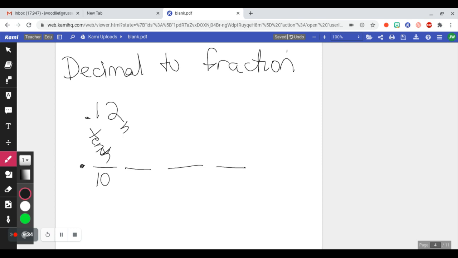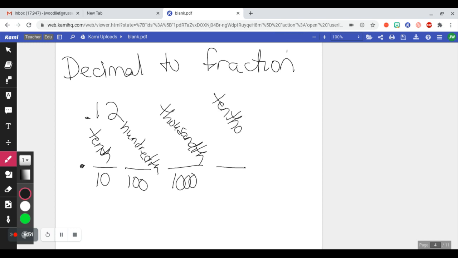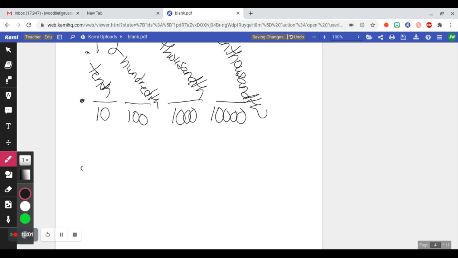The second one is your 100th, which means it's over 100. The third place is your 1,000. So that means it's over 1,000. Then you have the 10,000, and then you just keep going place value wise out. So in this case, we're going to scroll up and look at it again. 0.12. That's your 100th position. So we know that 12 is over 100.